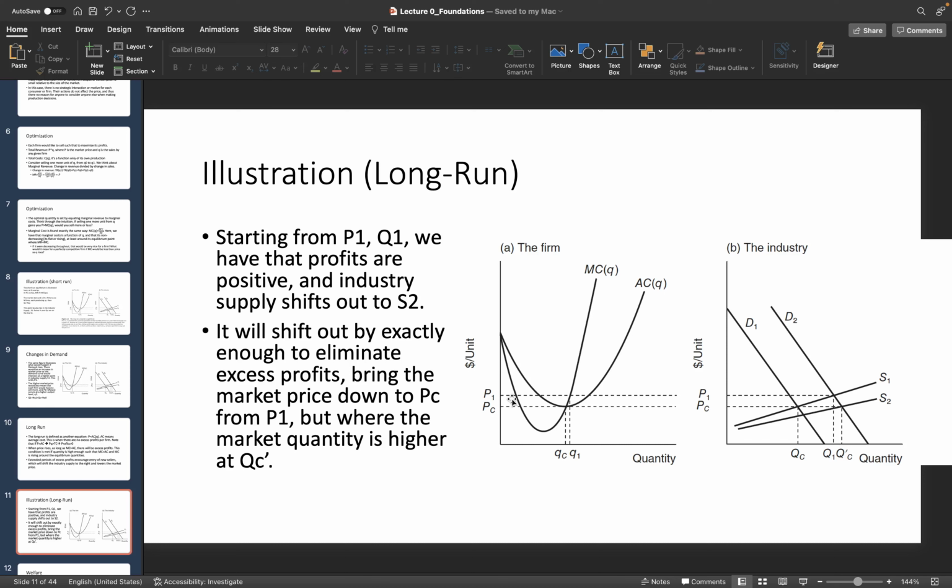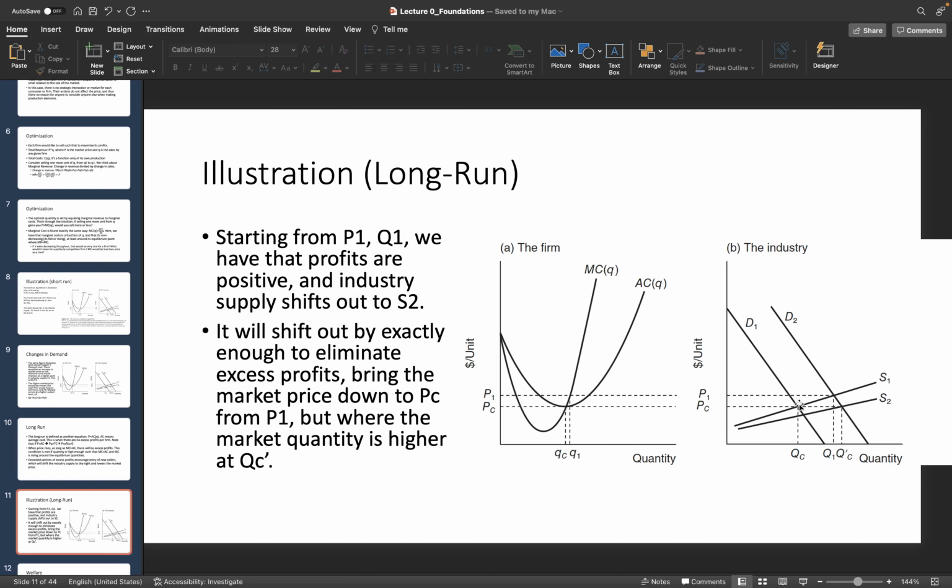Now you must be wondering, how can we produce more if per firm output goes down back to its old position at QC? Well, the answer is there are more firms. At QC here versus this QC prime, this QC has N firms. And remember, because of the increase in demand, there were excess profits. There was entry of new firms.